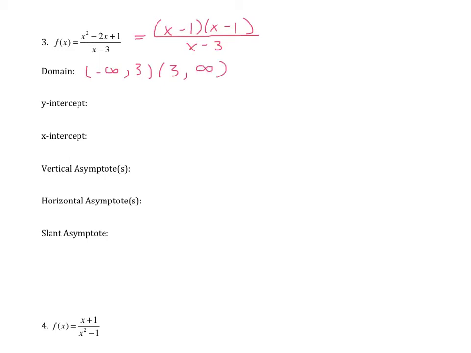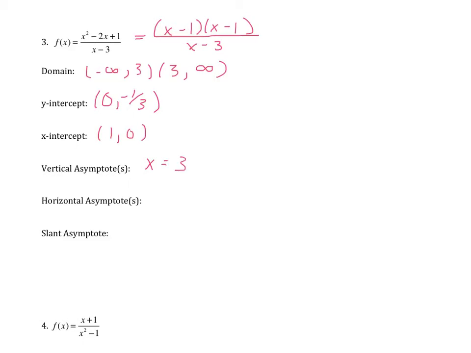Our y-intercept is going to be a negative 1/3, plugging in 0 for x. We'll have only one x-intercept because we want to set the numerator equal to 0. So our x-intercept will be at 1. And our vertical asymptote will be at x equals 3.